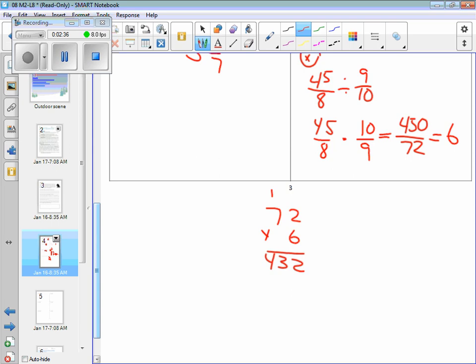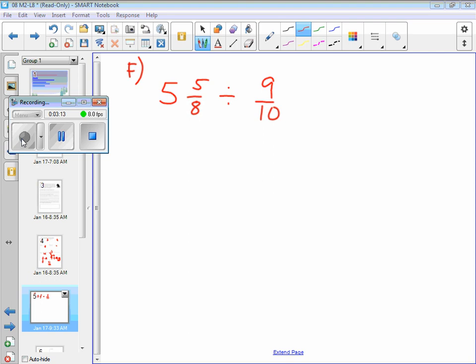And if you do long division, you still have 18 left over. 450 minus 432 is 18. Your remainder is your numerator, 18. Your denominator still is untouched at 72. And then that could be simplified. 18 goes into both. 18 goes into 18 once, and 18 goes into 72 4 times. So you wind up with 6 1/4 as an answer.